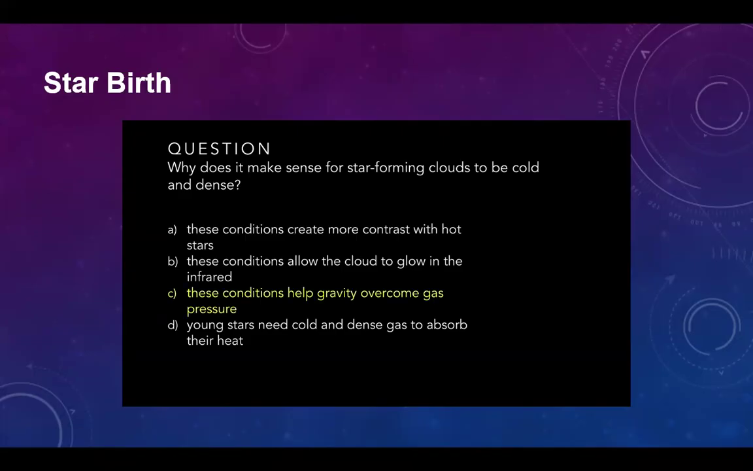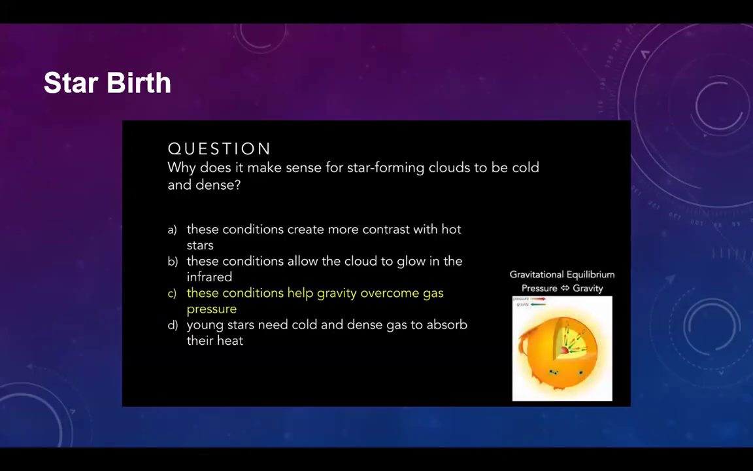The answer is C. These conditions help gravity overcome gas pressure, as you'll recognize from your study of the Sun. Recall that the Sun is in what we call gravitational equilibrium, meaning that the inward pull of gravity is balanced by the outward push of gas pressure. The same type of balance can occur in interstellar clouds, which means gravity can make a cloud collapse only when it is stronger than the gas pressure.